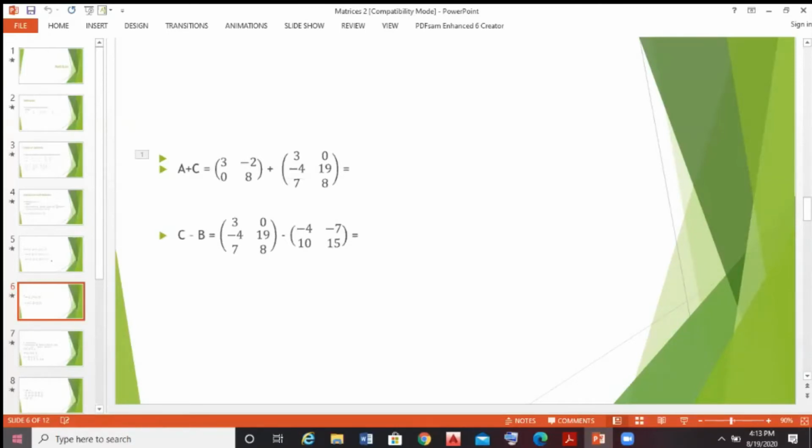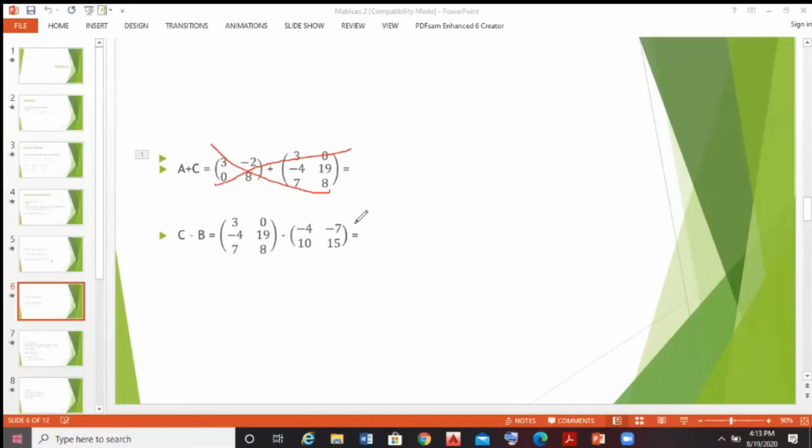Therefore it means that we cannot get an answer for that. Even if we try, 3 might add to 3, negative 2 to 0, and 0 to negative 4, 8 to 19, but what will happen with 7 and 8? 7 and 8 will remain by themselves, which means that for this here, we cannot get any answer. So this is not possible. No answer possible. What about C minus B? Sir, the same thing. There's no answer possible.